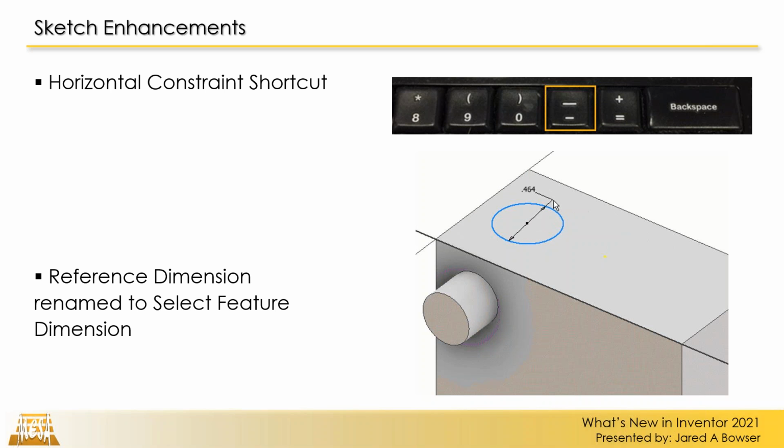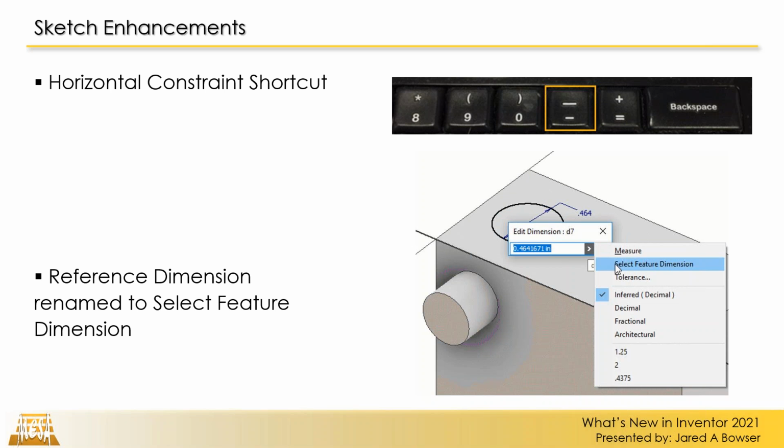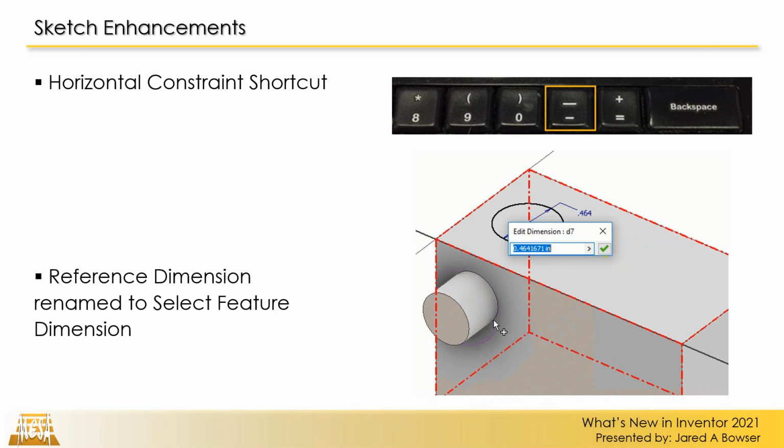And the other one is the reference dimension, which is available from your dimension flyout, has been renamed to select feature dimension. And that's pretty cool, because before I didn't know if I'd really ever used that, but now that I see what it does, it's a pretty useful tool. And I'll demonstrate that in a few moments as well.